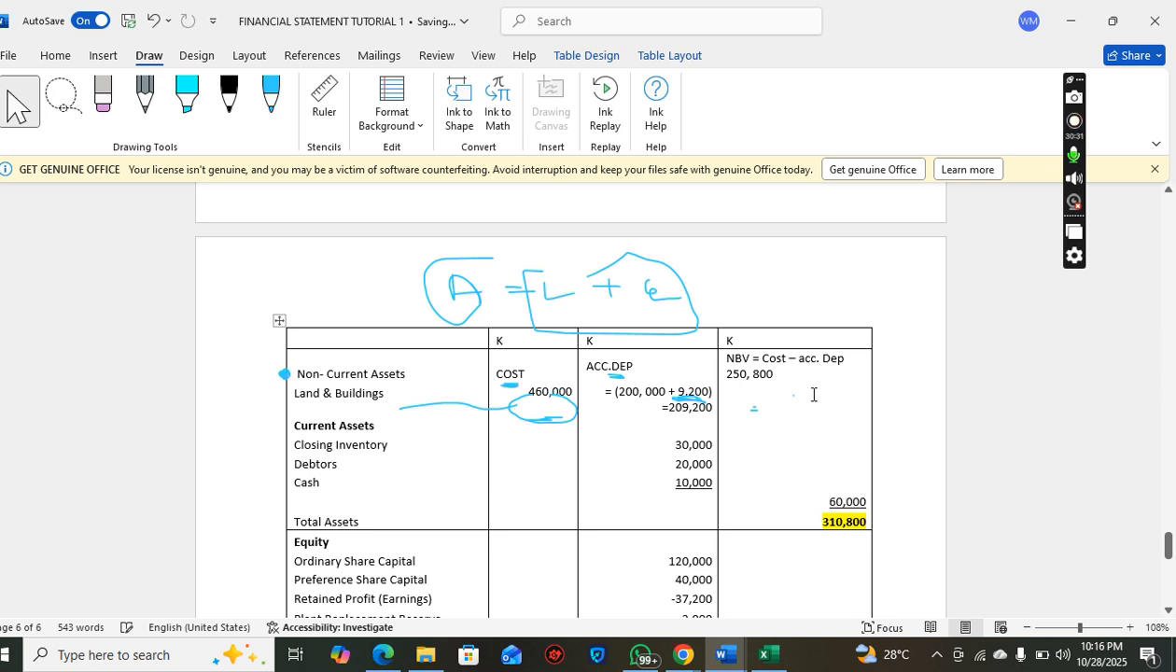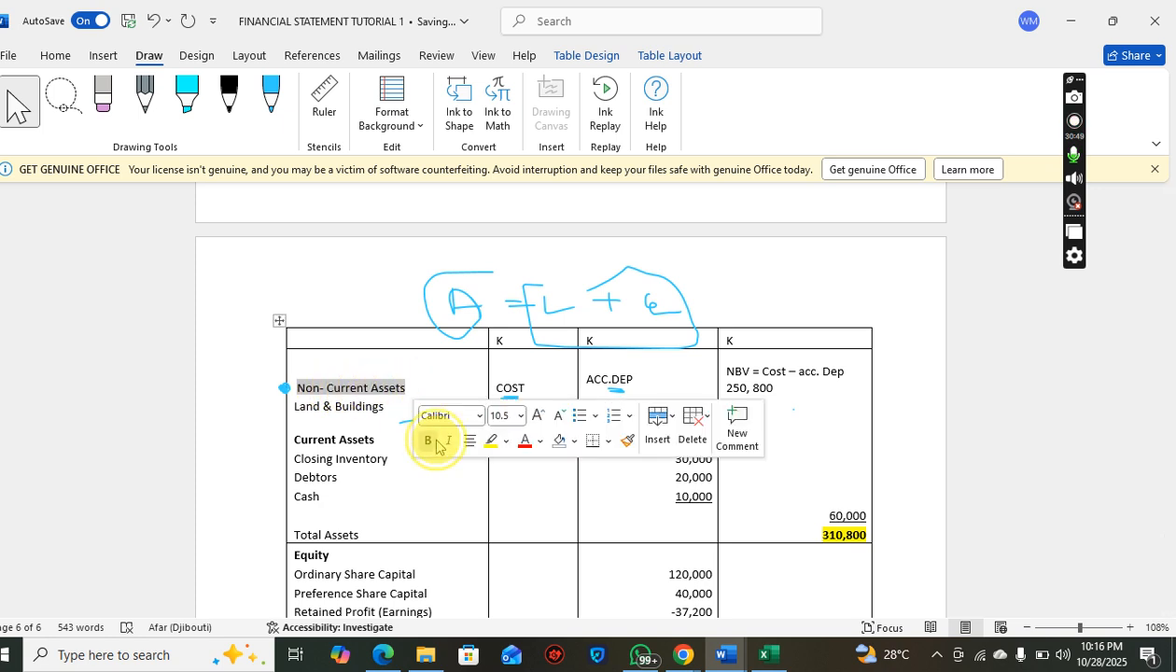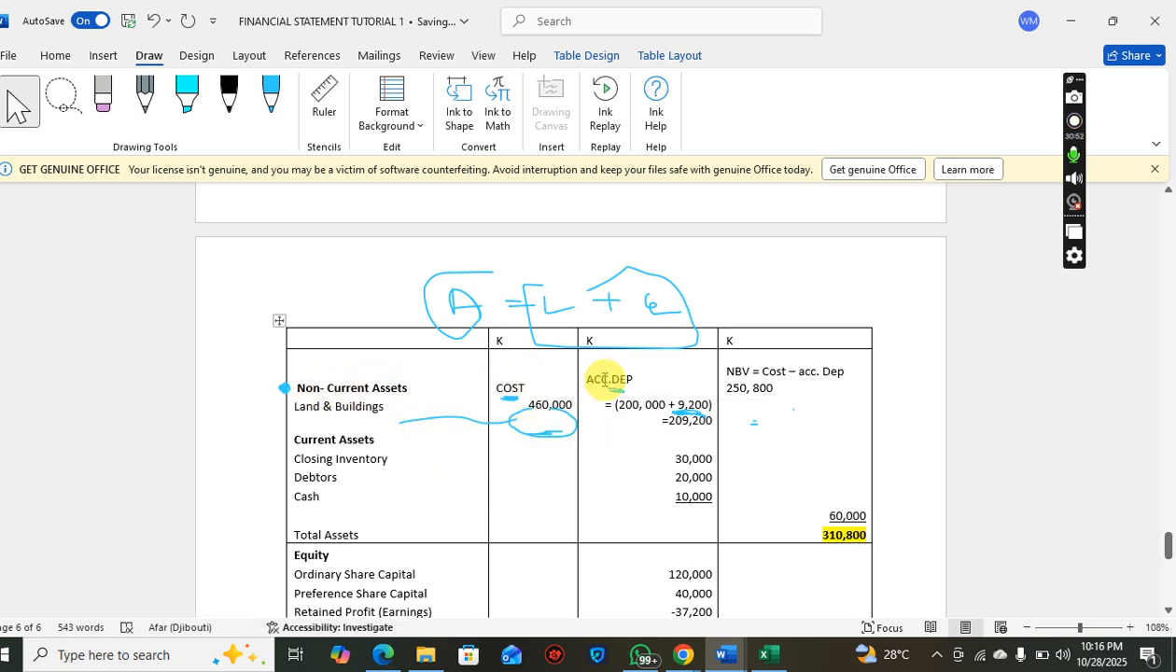The net book value for land and buildings. Since that's our only non-current asset, that's where it ends for non-current assets. It's only for non-current assets that you're going to do this. Cost minus accumulated depreciation, you get the net book value. That is how much this non-current asset is worth this year. Any questions before we go to current assets?